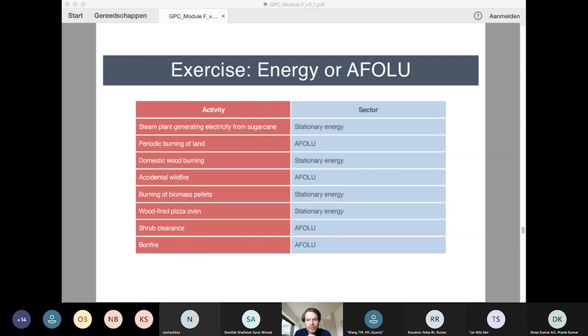So just apply your own common sense, and if in doubt, always just ask a colleague. But to go back to that sentence, the intentional combustion for discrete and productive energy use. Okay, so we covered all the theory for AFOLU now.